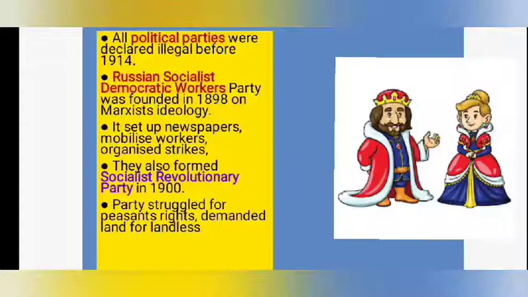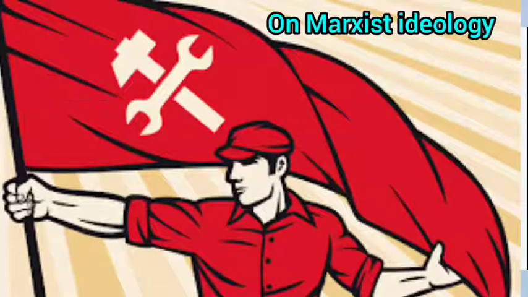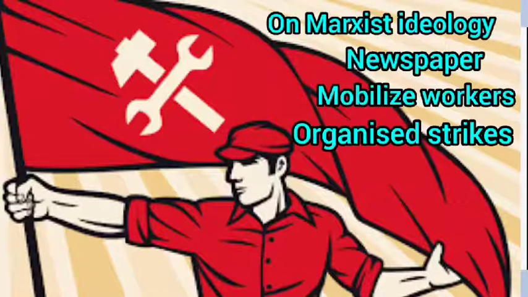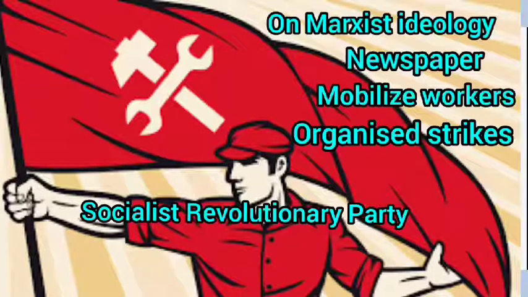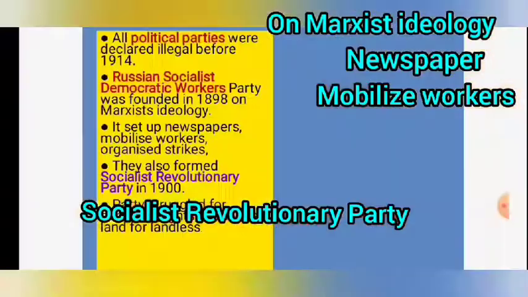During the monarchic government, all the political parties were declared illegal before 1914. The Russian Social Democratic Workers' Party was founded in 1898 on Marxist ideology. It set up newspapers, mobilized workers, organized strikes. They also formed the Socialist Revolutionary Party in 1900. The party struggled for peasants' rights and demanded land for the landless.